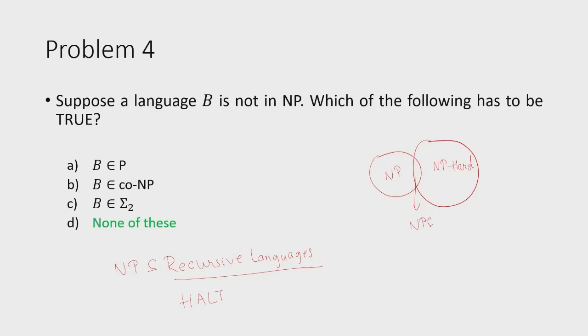So what you can say is that every problem over here is at least as hard as every problem over here. But there certainly do exist some problems over here which are much harder than every problem in this circle. Halt is one such problem. Then any Sigma 2 complete problem would also be one such problem.